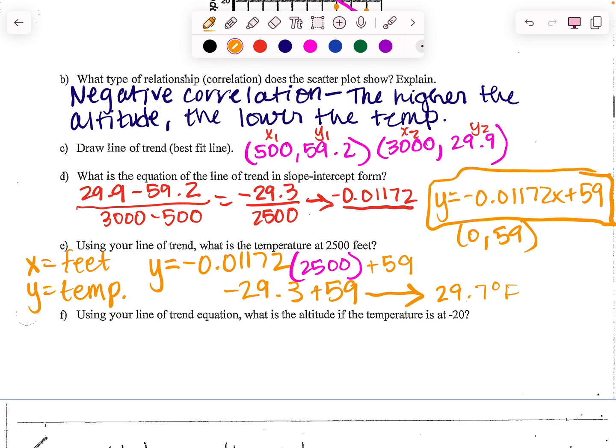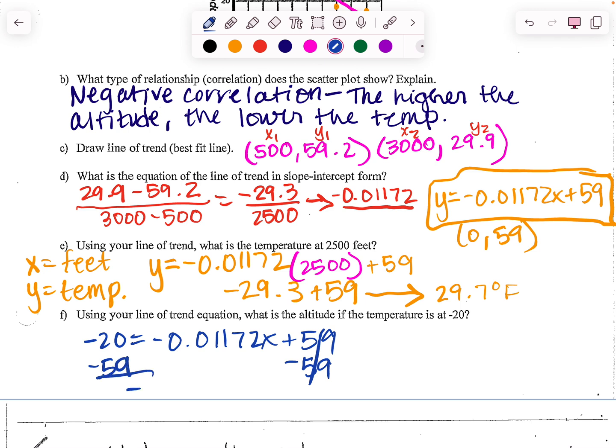Okay, last one, and then we'll go to lunch. Using your line of trend equation, what is the altitude if the temperature is at negative 20? Plug it in for Y. So we're going to go negative 20 equals negative 0.01172 X plus 59. And then minus that 59. We get negative 79 equals negative 0.01172 x. We divide by that.